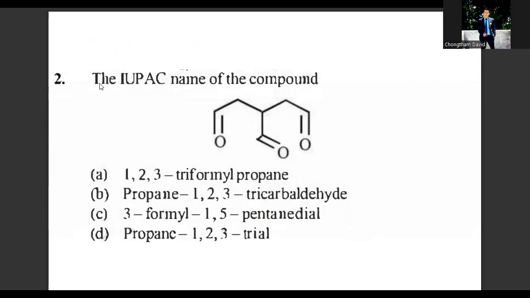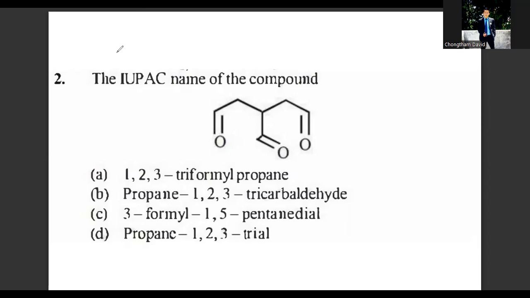The IUPAC name of the compound which is given here on the screen, you have to name this compound by the nomenclature according to IUPAC. So when this aldehyde is treated as a side chain, its name is called carbaldehyde. You have to keep this in mind. Carbaldehyde is the name when the aldehyde group is treated as a side chain. And when this aldehyde is treated as a functional group, it is called al or aldehyde.